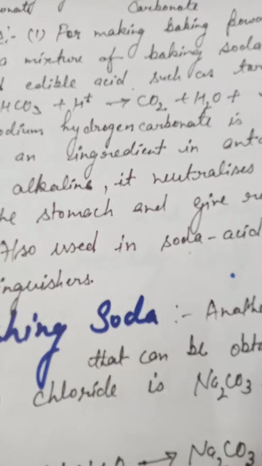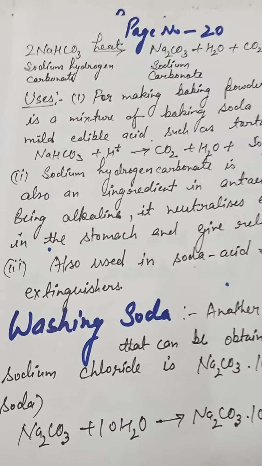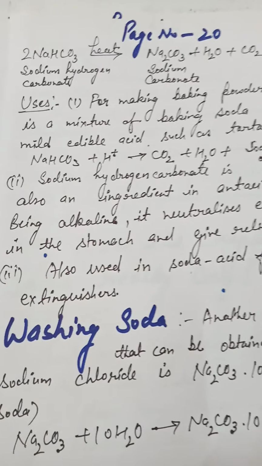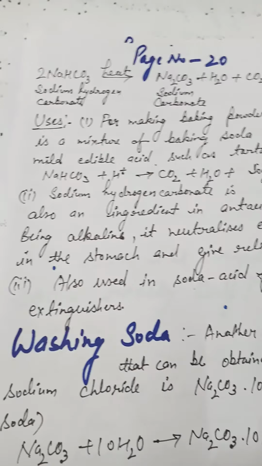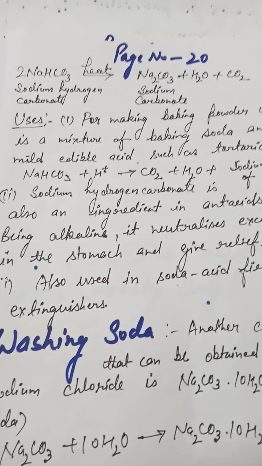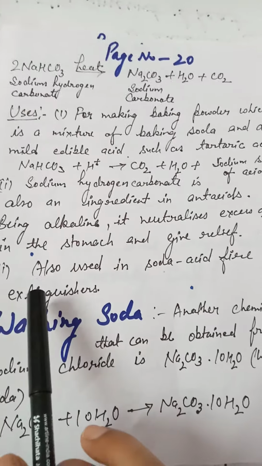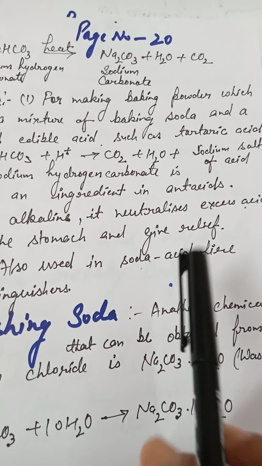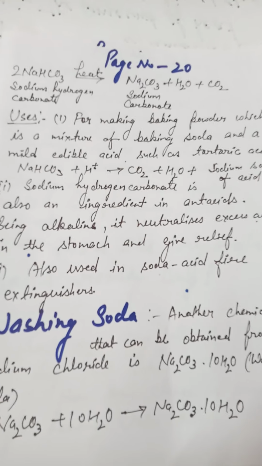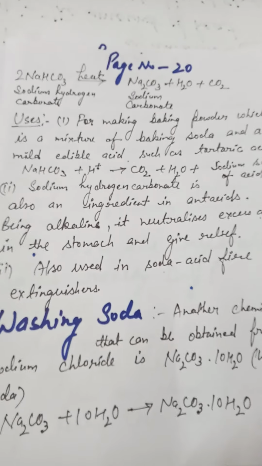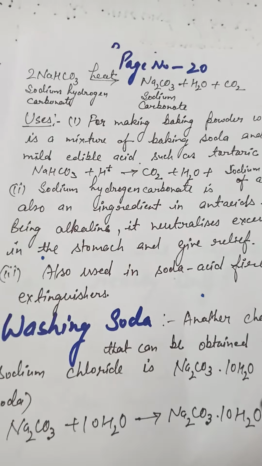Generally, we use milk of magnesia, that is Mg(OH)2, a mild base. It's a 1 mark question: which mild base or antacid do we use to neutralize the excess acid in our stomach? That is milk of magnesia, and its formula is Mg(OH)2. And the third use is in the soda acid fire extinguisher. This is also used in fire extinguishers, which we use when there is an excess of fire.